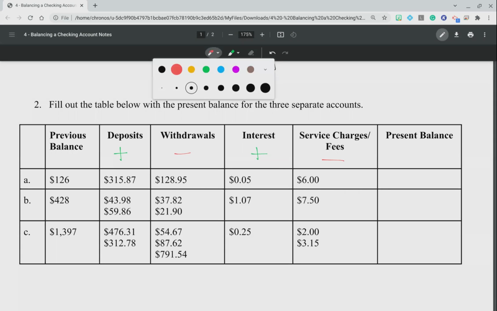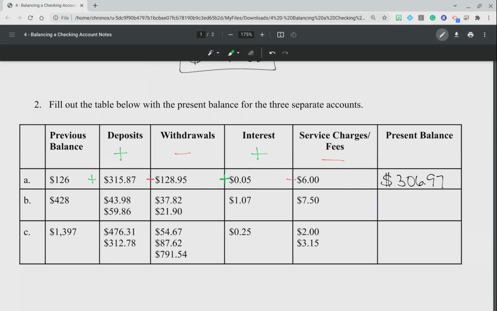So we do this first one together. I'm going to take 126 and I'm going to add $315.87. From that, I'm going to subtract $128.95. I earned 5 cents in interest, so that I'm going to add. And then the last thing I'm going to do is subtract my $6 service fee. So my present balance is $306.97.